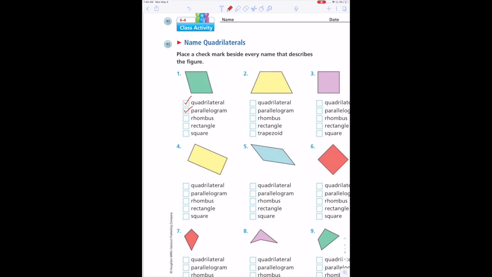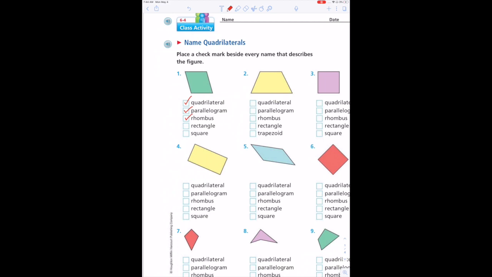Okay, let's talk about a rhombus. Is it a rhombus? A rhombus is a quadrilateral that is also a parallelogram that has all 4 sides the same length. If we look at this side and we measure this side, we're going to see that they are the same length. And if we measure this side and this side, all sides are going to be the same length. If you want to, you can pull out a ruler and measure that, but it looks like they're all the same length. So that is a rhombus.